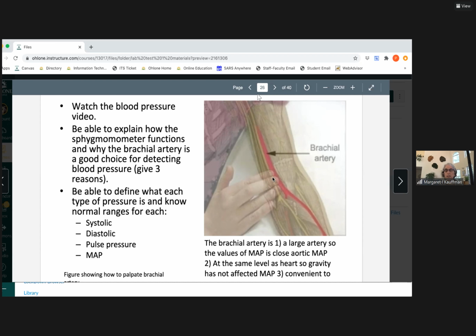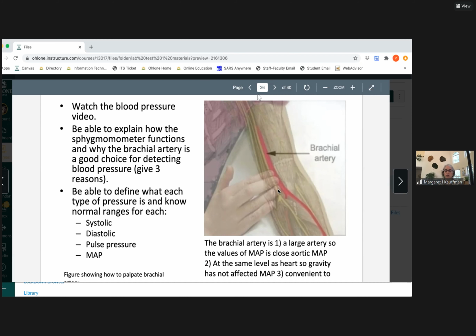But another part is that gravity has an effect on the heart, and when you're seated, your heart and your brachial artery are about the same level. So the effects of gravity are not as obvious. You'll see in this exercise, if you haven't done it yet, that we try to use changes in arm position to see how gravity affects the arterial pressure at the brachial artery.